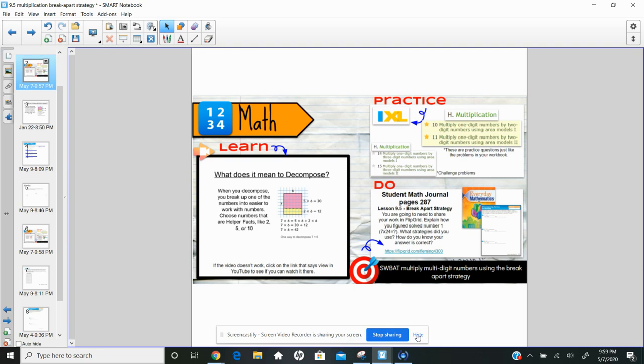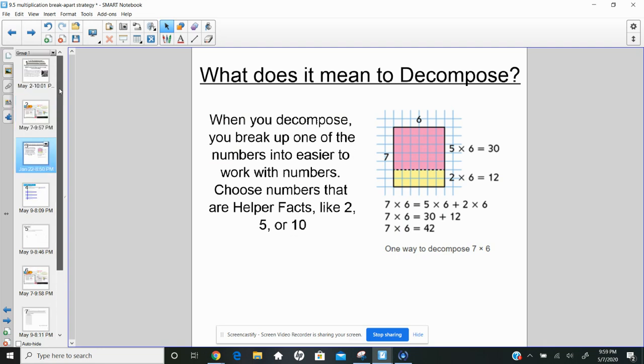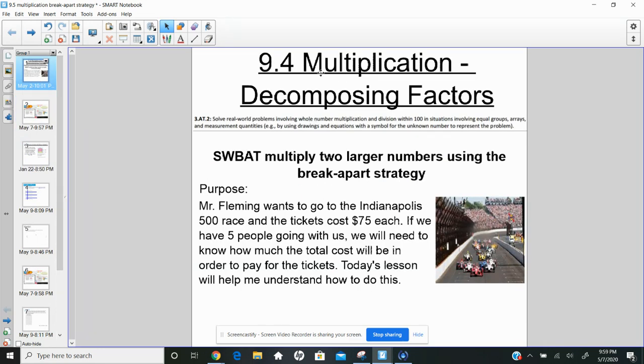Hey guys! So today we're going to be looking at math. We are going to be talking about the break apart strategy again. And so we're going to get right on in. We are going to be working on lesson 9.4, multiplication. This is called decomposing factors, which was really just the break apart strategy. It's a fancy name for it.